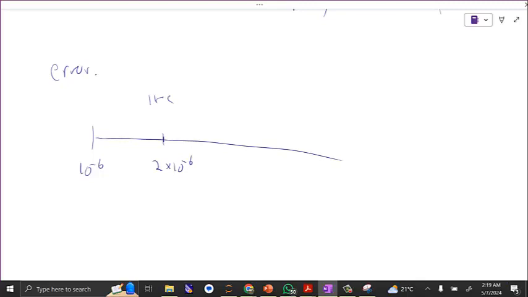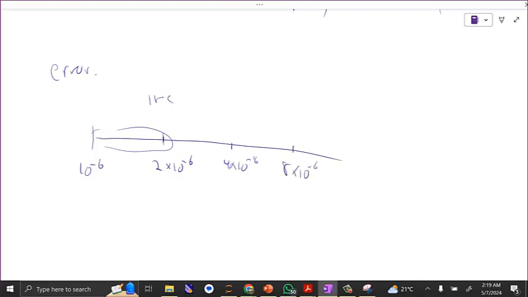Suppose I have my error. Oops, sorry. And so suppose at the beginning it's 10 to the minus 6. Here it's 2 times 10 to the minus 6, and this is 1 second. Okay. Now, what that means is that the error doubles in 1 time unit. So this is going to be 4 times 10 to the minus 6. Okay. Then one more unit, 1 more second, is 8 times 10 to the minus 6.